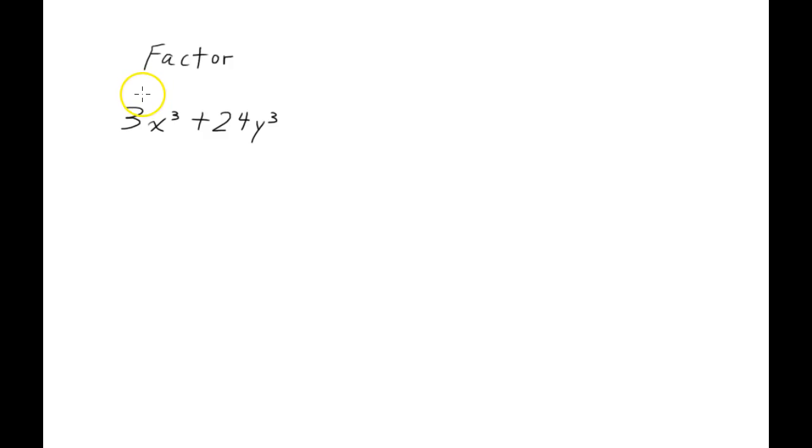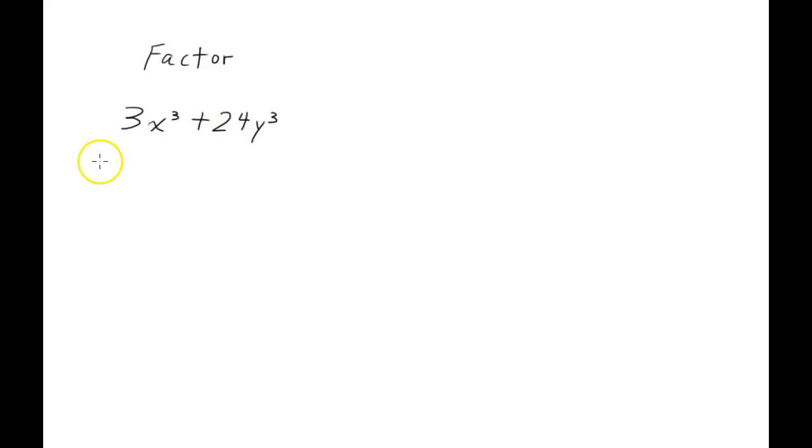In this video, we'll factor this polynomial. We have 3x cubed plus 24y cubed. When you have a cubed and a cubed, it's a good clue that this is maybe going to be a sum of cubes. Here, it's not quite yet because we have to factor this 3 out. And that's a good tip. Anytime you're factoring anything, you should look for what you can factor out of every single term first.